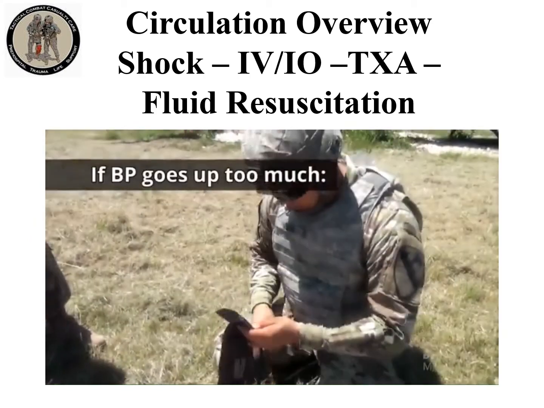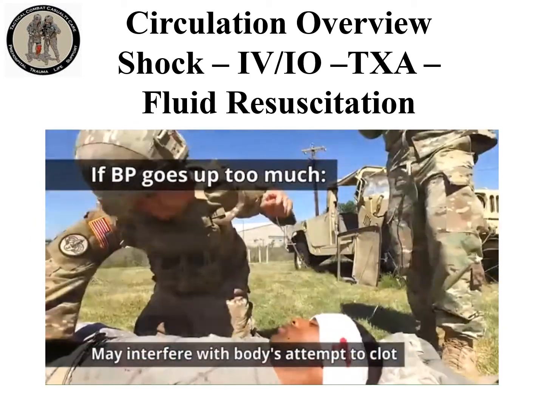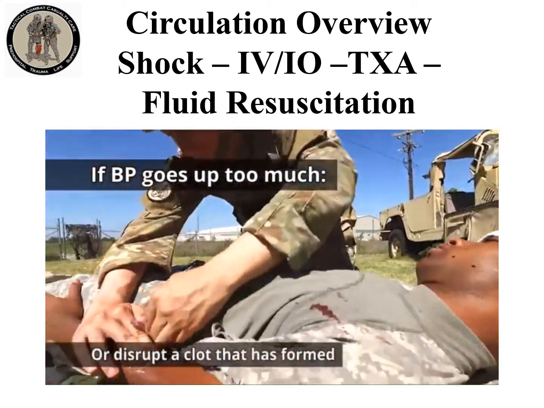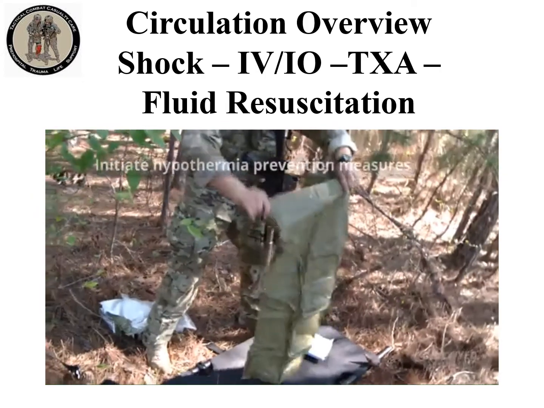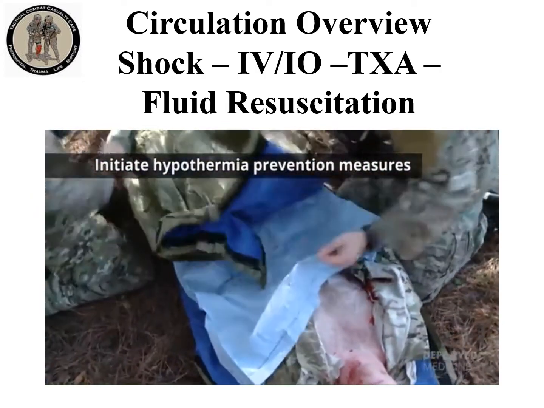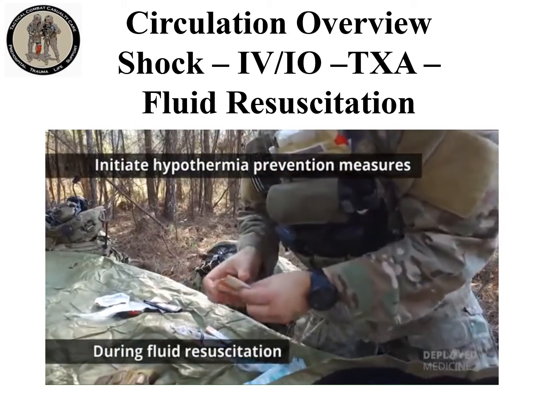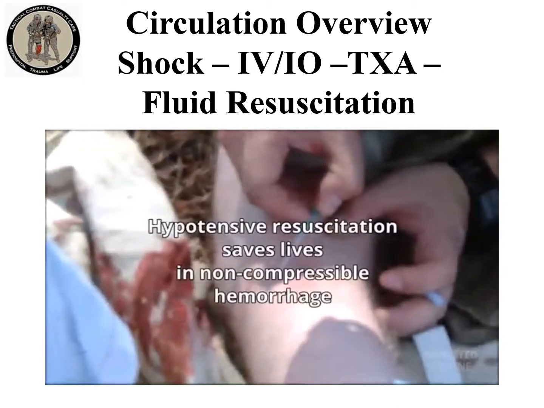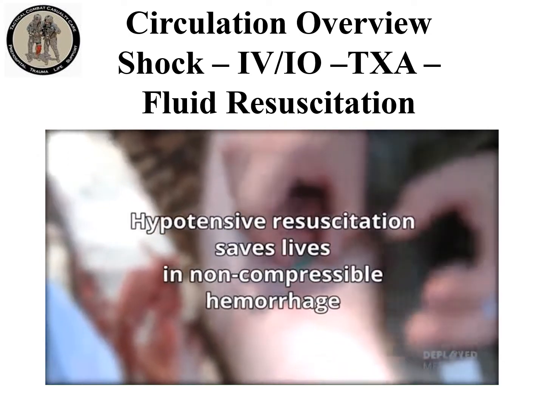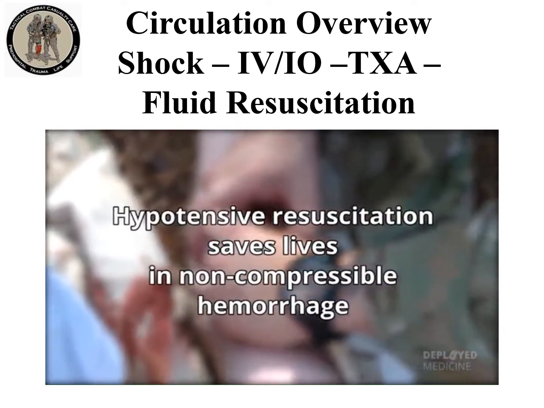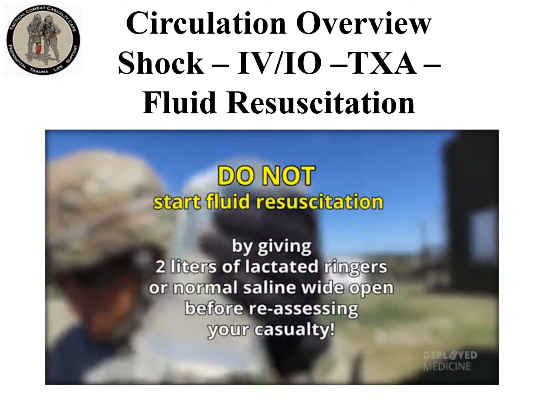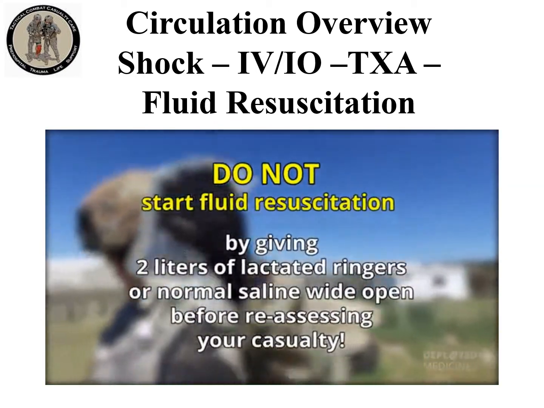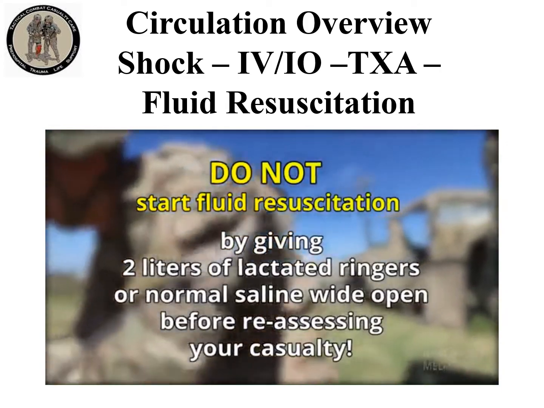If the blood pressure goes up too much, this may interfere with the body's attempt to clot or disrupt a clot that is formed, essentially popping the clot. Also, remember to initiate hypothermia prevention measures while fluid resuscitation is being accomplished. Hypotensive resuscitation saves lives in non-compressible hemorrhage. Do not start your fluid resuscitation by giving 2 liters of LR or NS wide open before reassessing your casualty.